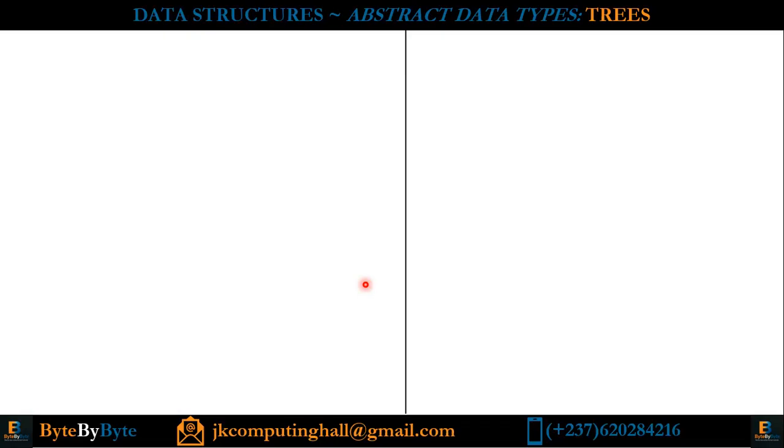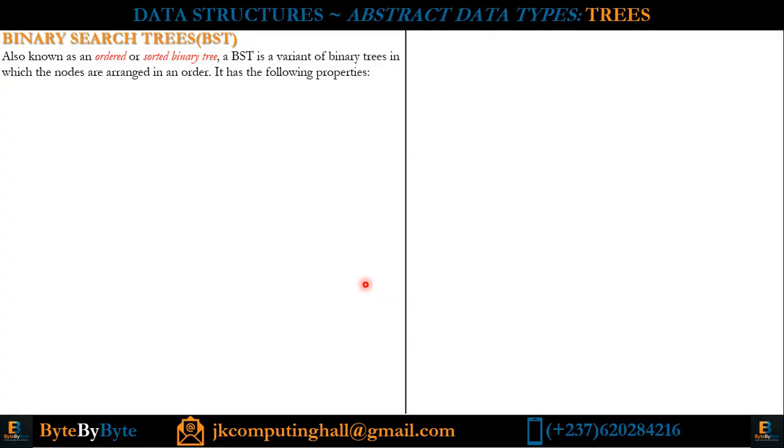Welcome back, dear students. Today we are still on the abstract data type trees, and today we are looking at a particular type, a very important type of binary trees, which is the binary search tree, a BST. Also known as an ordered or sorted binary tree, a BST is a variant of binary trees in which the nodes are arranged in an order.